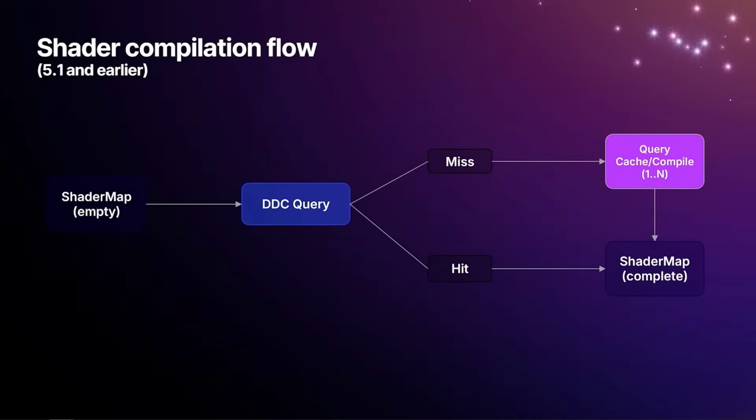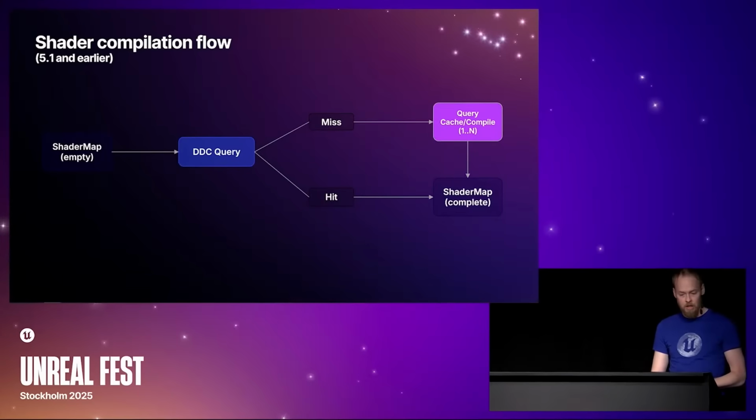So just a bit of a diagram to show you the old version of the shader compilation flow. Only full shader maps were cast to DDC. Any misses on DDC queries necessitated that all shaders for the shader map would be either compiled or, possibly, and not really terribly commonly, retrieved from the previously mentioned in-memory shader compile job cache.